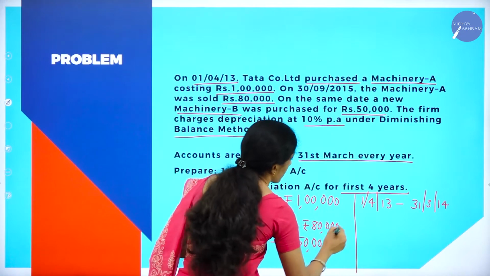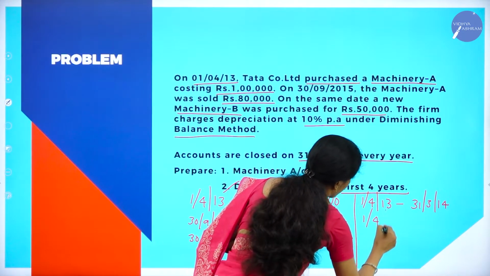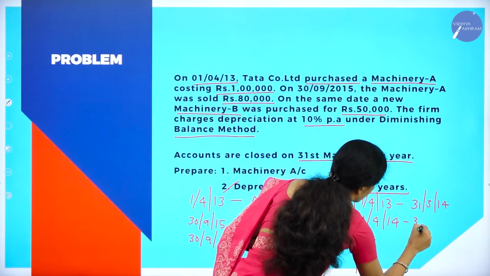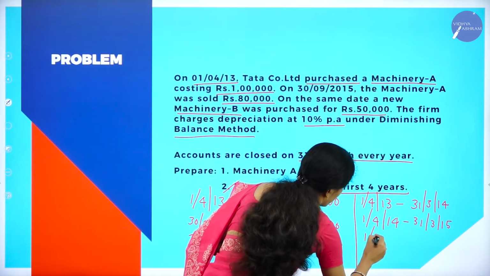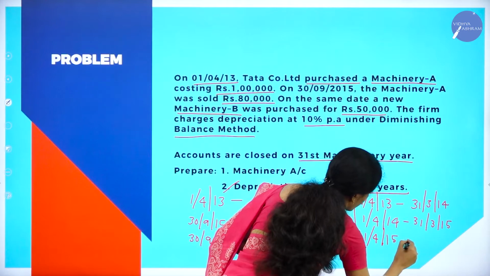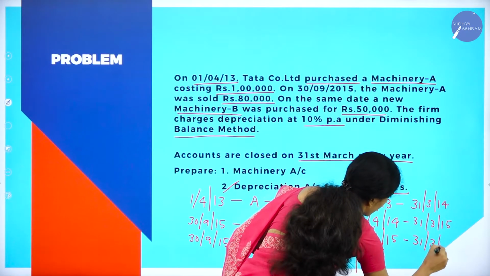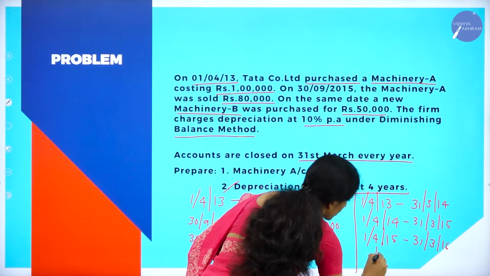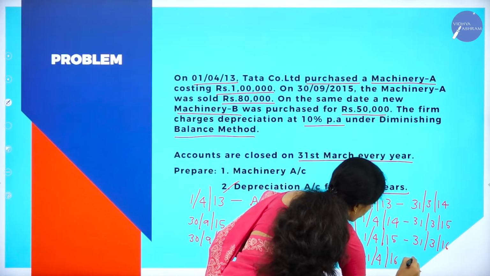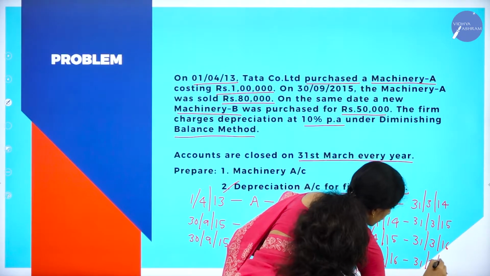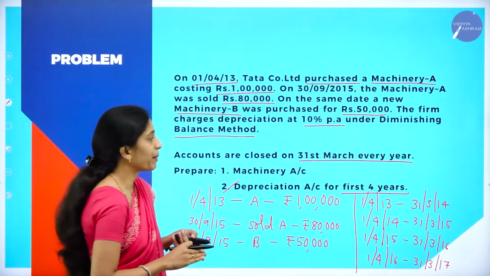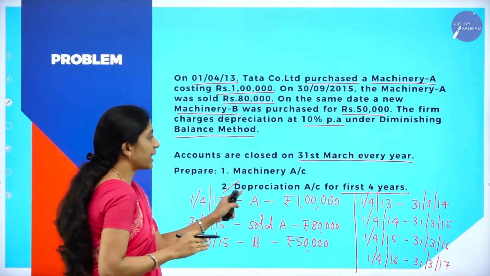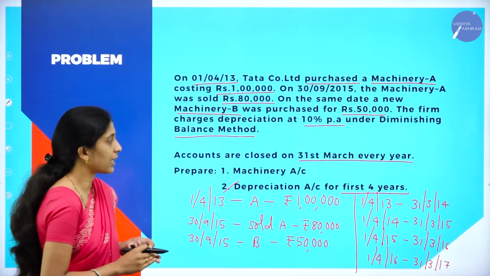31st-3-2014. So this is the first year. Second year, 1/4/2014 to 31st-3-2015. So this is the second year. Next, 1/4/2015 to 31st-3-2016. Next, 1/4/2016 to 31st-3-2017. So these are the 4 years where we have to prepare accounts, that is machinery account and depreciation account.